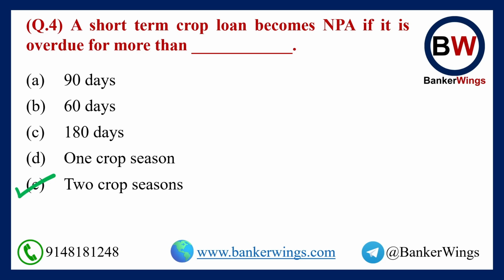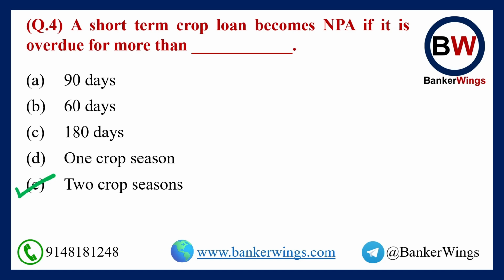than 2 crop seasons. So what is the difference between a short-term crop loan and a long-term crop loan? Any crop that is grown for a short period of time, for example paddy or tomato, such crops are short-term crops. The loan that is given for them is called a short-term crop loan. Such a crop loan, if it remains overdue for more than 2 crop seasons, becomes NPA. For a long-term crop loan, if it remains overdue for more than just 1 crop season, even then it is classified as NPA. So which are long-term crop loans? For example, all the horticulture loans, for example coconut and mango, are long-term crop loans.